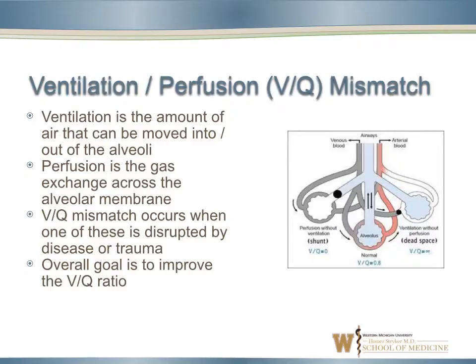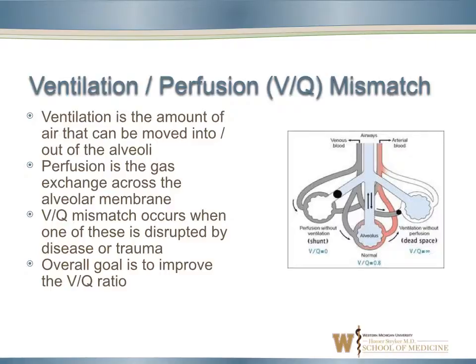Dead spacing is kind of the opposite effect. The airways are open and the air is moving, but we're not perfusing across the membrane. The blood, for some reason, is stopped, and that area of the lung then becomes a dead space. This is what we commonly see in people with pulmonary embolisms. They complain of dyspnea, sometimes quite profound, and their lung sounds are clear and equal bilaterally. Of course, the overall goal is to improve that VQ ratio and reduce the VQ mismatch.